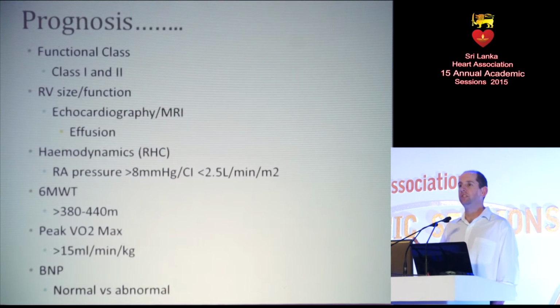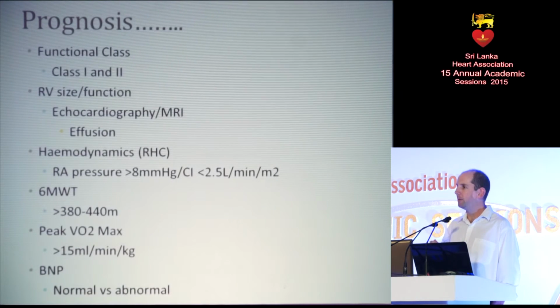Now, having done all of these investigations and having made a diagnosis of pulmonary arterial hypertension, we can turn our attention to prognosis. Intuitively, patients will have a better prognosis if they're picked up early in the disease process with an improved functional class, whether that be WHO class 1 or 2. We know that preserved right ventricular function is important, whether that be by echocardiography or MR imaging. Of note, the presence of a pericardial effusion is a poor prognostic factor.